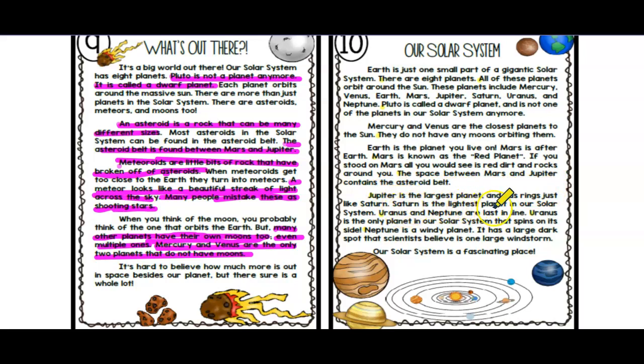Jupiter is the largest planet and has rings just like Saturn. Saturn is the lightest planet in our solar system. Uranus and Neptune are the last in line. Uranus is the only planet in our solar system that spins on its side. Neptune is a windy planet. It has a large dark spot that scientists believe is one large windstorm. Our solar system is a fascinating place.